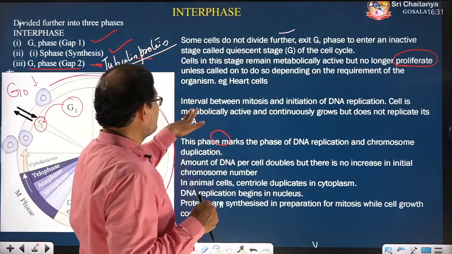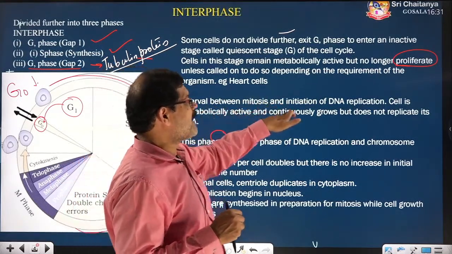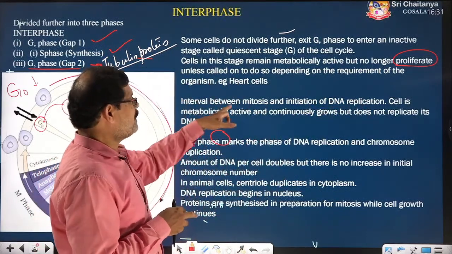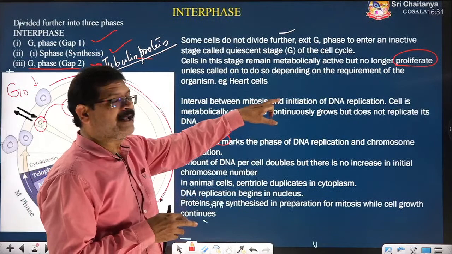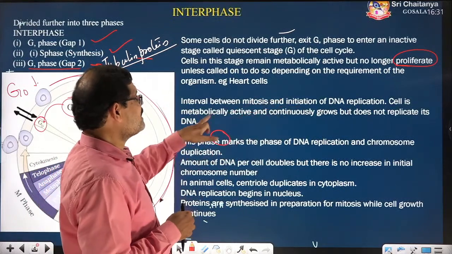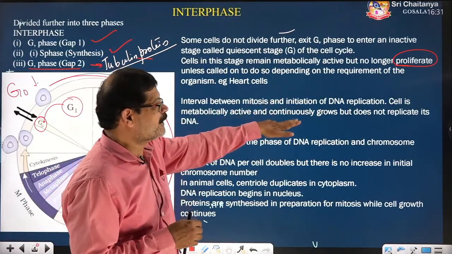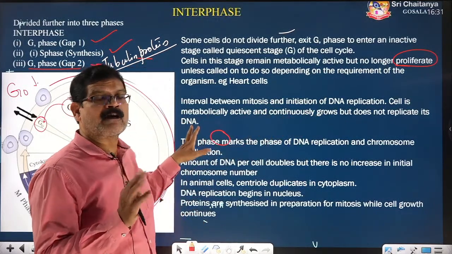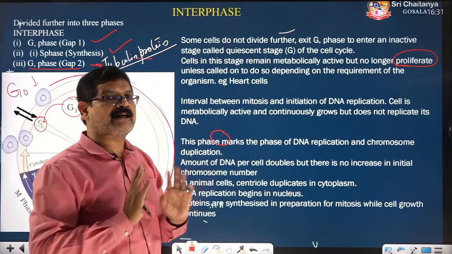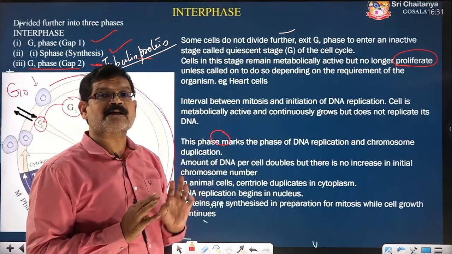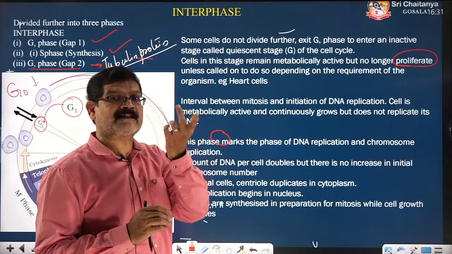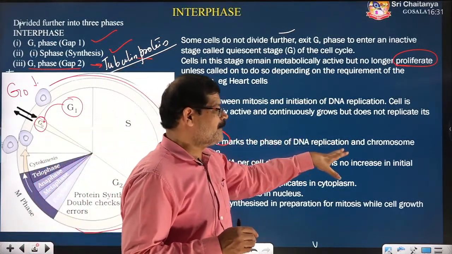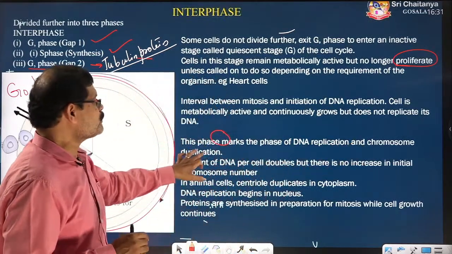Right. Next one, the interval between mitosis and initiation of DNA replication. Cells are metabolically active and continuously grow but do not replicate their DNA. Continuously the growth will be there, but it will not undergo replication, which is called the G0 phase or the quiescent stage. Next one, this phase marks the phase of DNA replication and chromosomes duplicate.